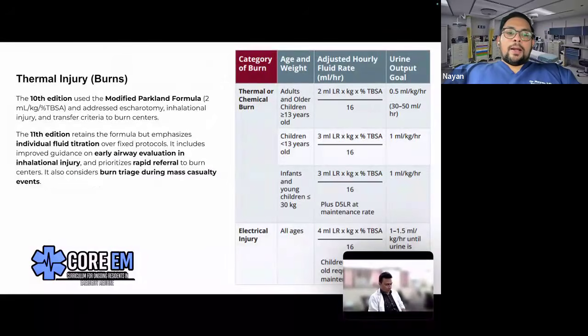Next chapter, thermal injuries. In the 10th edition, the modified Parkland formula, escharotomy, inhalational injury, and transfer criteria were all there. The same is retained, but there is individual fluid titration mentioned, and early airway evaluation in inhalational injury. There is prioritization of rapid referrals to burn centers and burn triage during mass casualties.